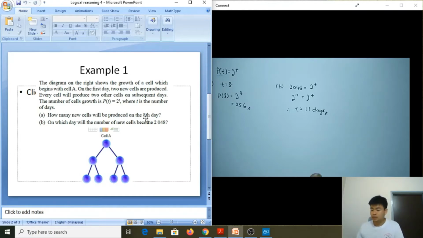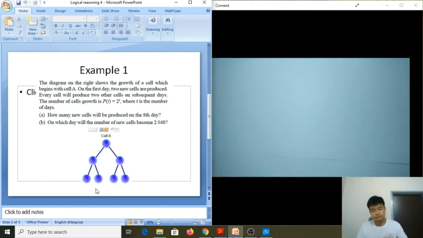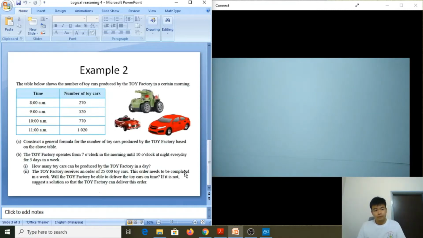Now let's take a look at example 2. The table below shows the number of toy cars produced by a toy factory in a certain morning. At 8 a.m., 270 toy cars; 9 a.m., 520; 10 a.m., 770; 11 a.m., 1020 toy cars. So you have to construct a general formula for the number of toy cars produced by the toy factory based on the above table.